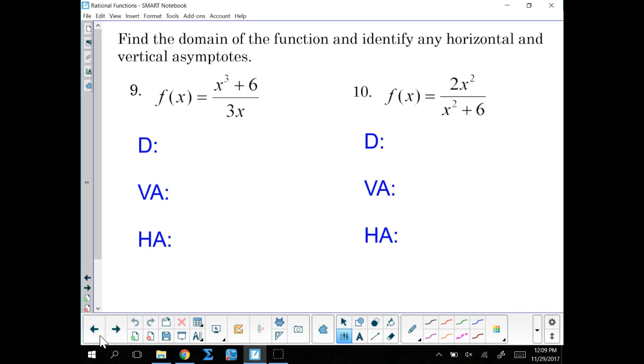But anyways, so first one, what's the domain? All real numbers, I like how that starts. And then x cannot equal 0. What's my vertical asymptote? X equals 0. Horizontal asymptote. There should be none because the degree on the top is 3. The degree on the bottom is 1. Top is bigger. That's a none case.